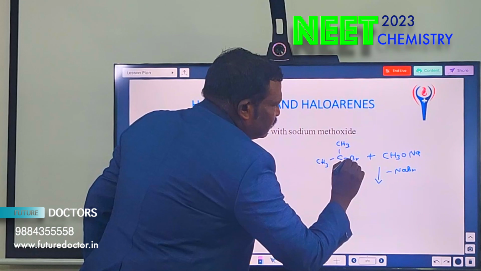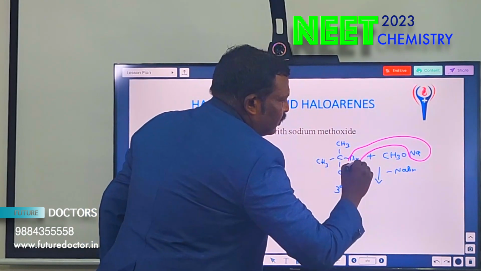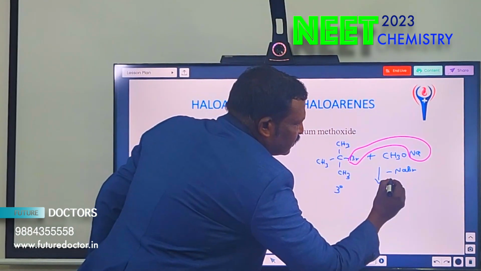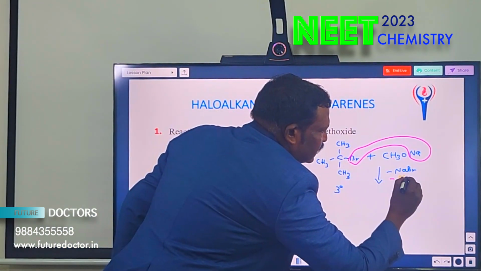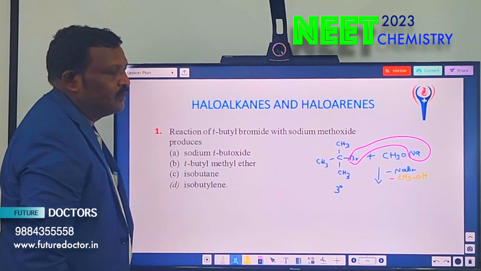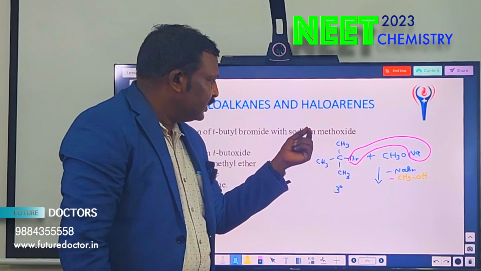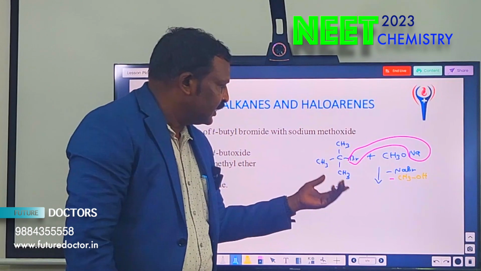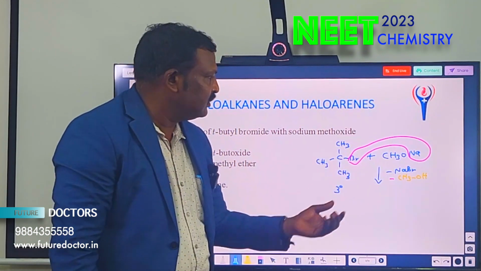So this NaBr is removed. Then CH3O plus one H, minus CH3OH. This will be removed, and the remaining will be the compound. If you have primary alkyl halides, we'll be getting only ethers. But if you have secondary or tertiary, you'll be getting alkene. So just keep that in mind.